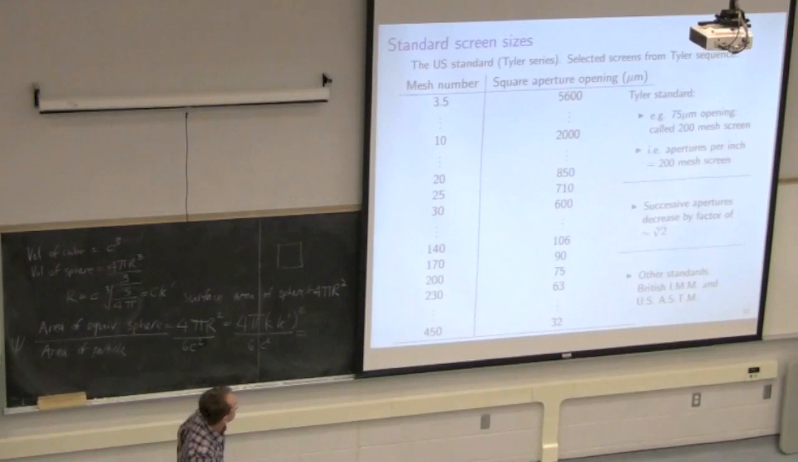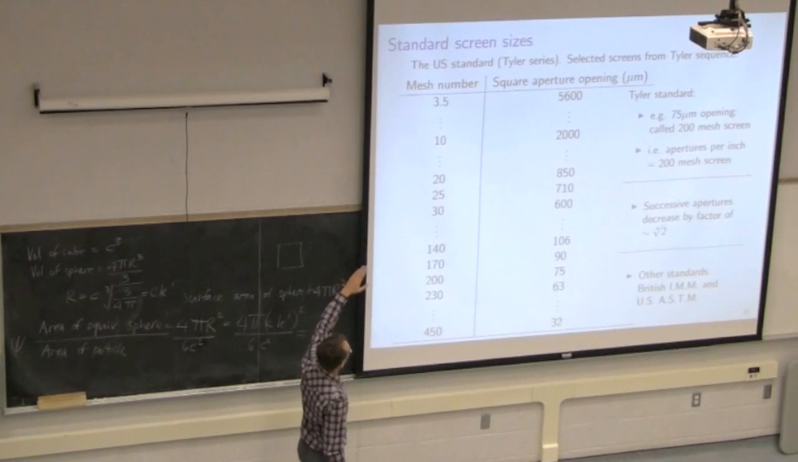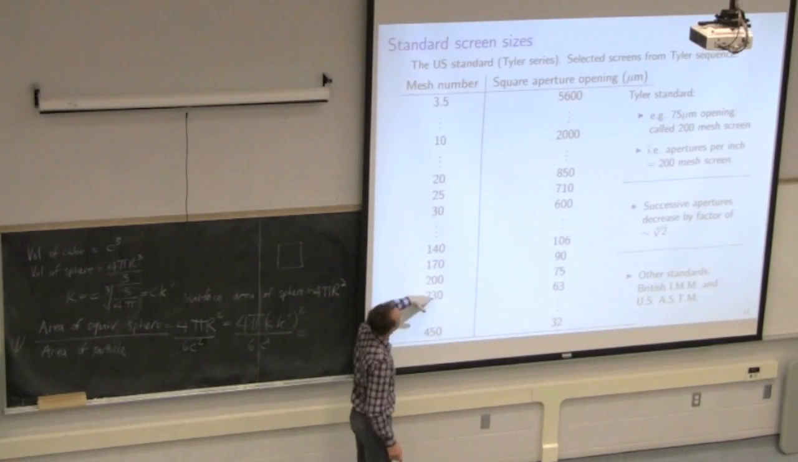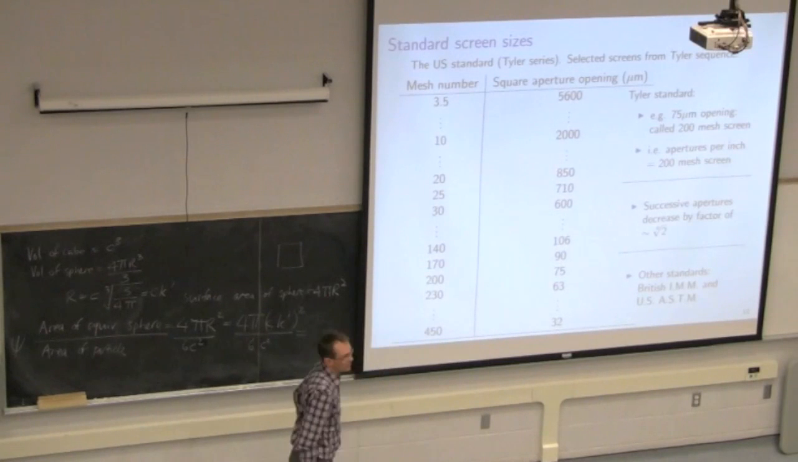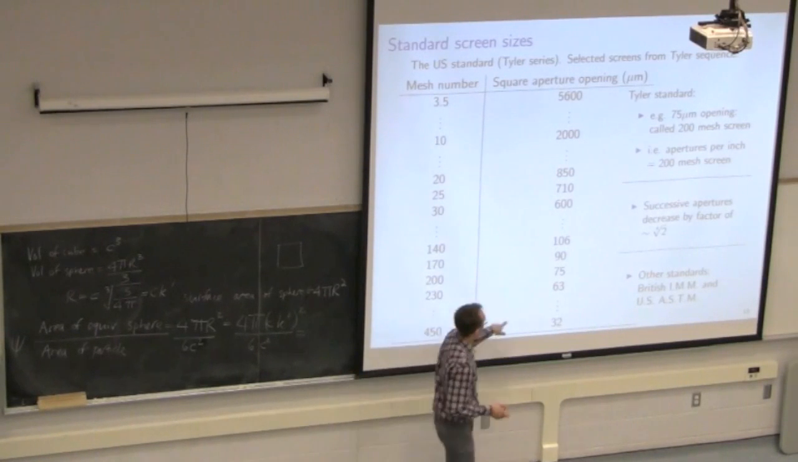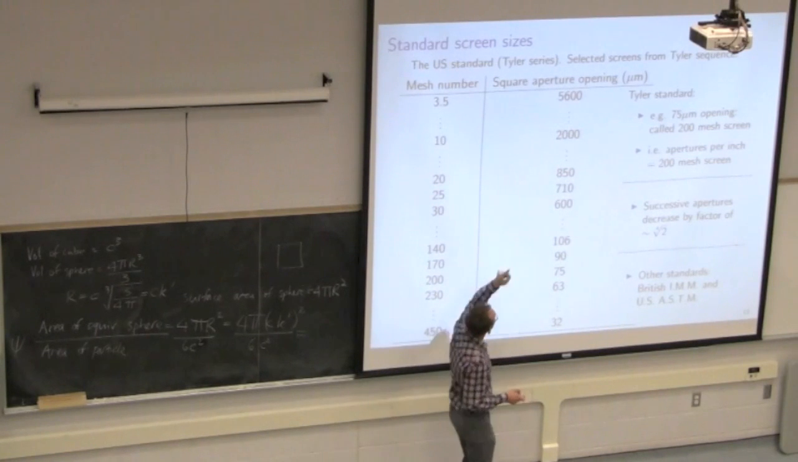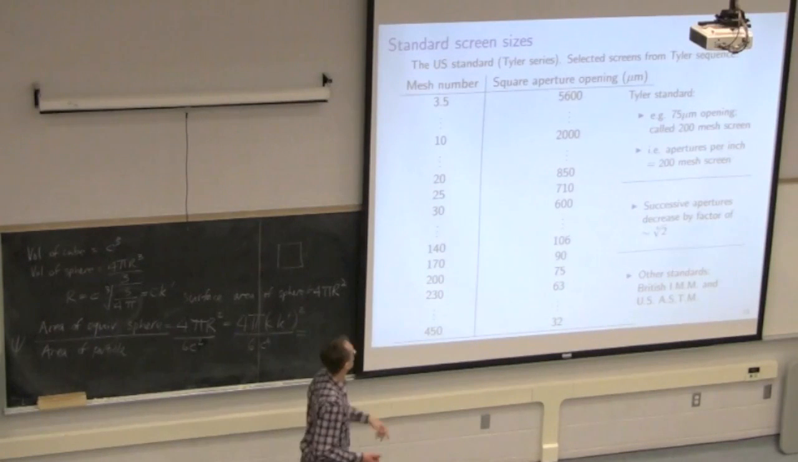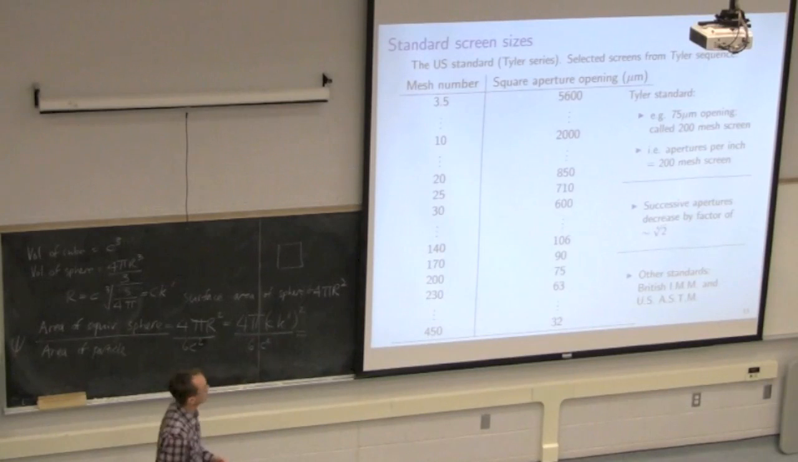So here's how the mesh series works. As the mesh number goes higher and higher, that's the number of openings per linear inch. Obviously, that opening size needs to become smaller and smaller. So the finest particles will be landing up on the higher mesh numbers. The coarse particles are retained on the small mesh numbers.